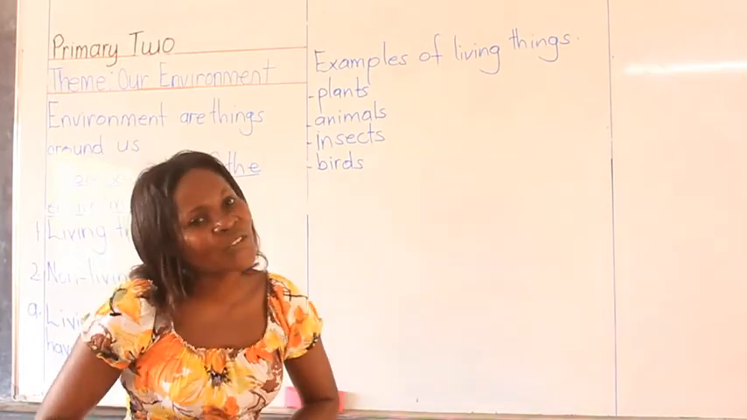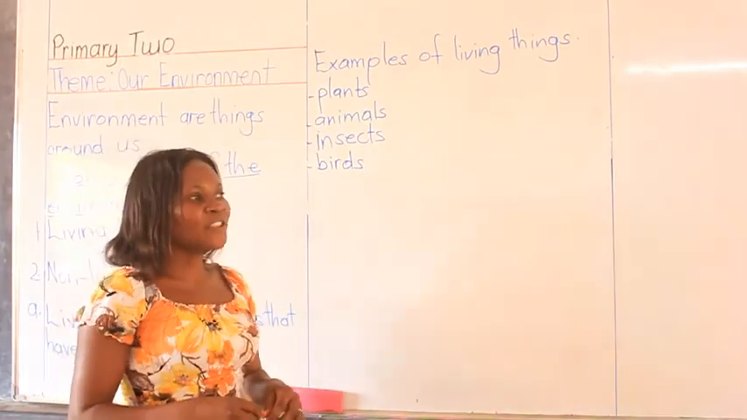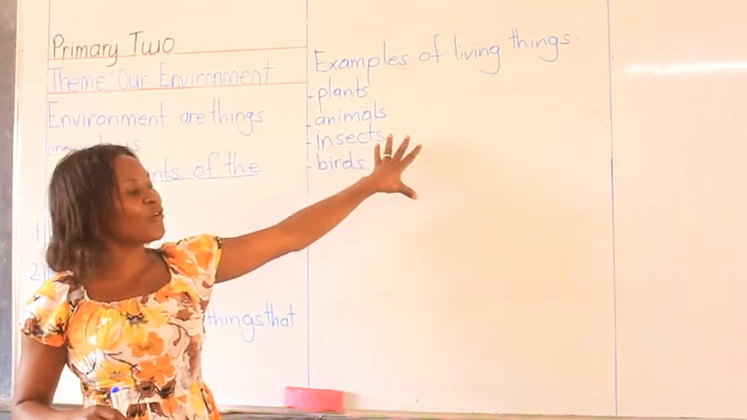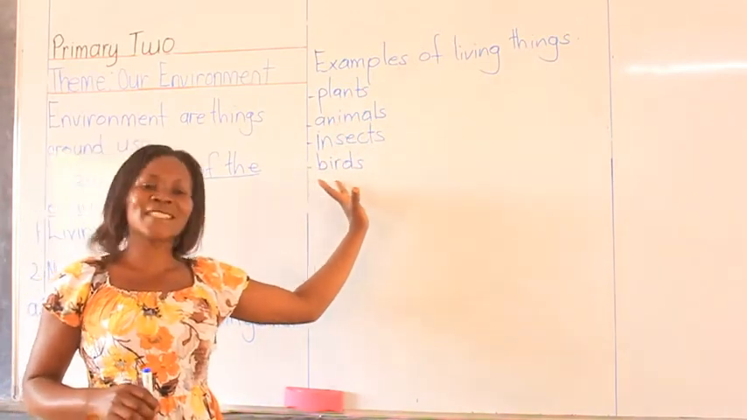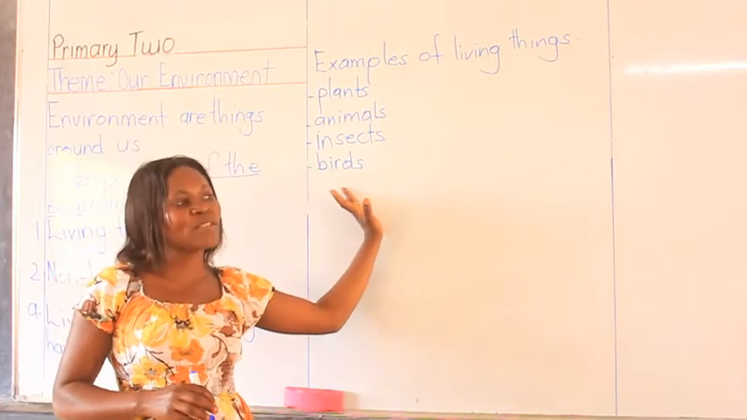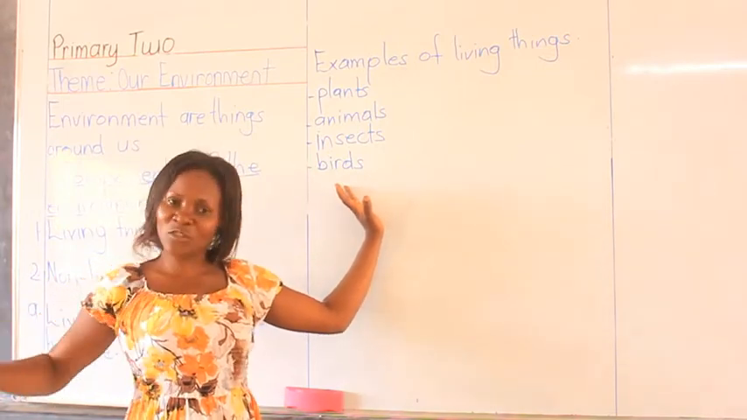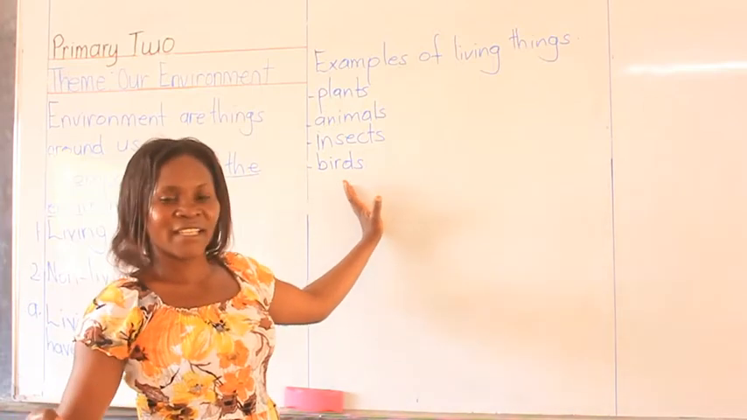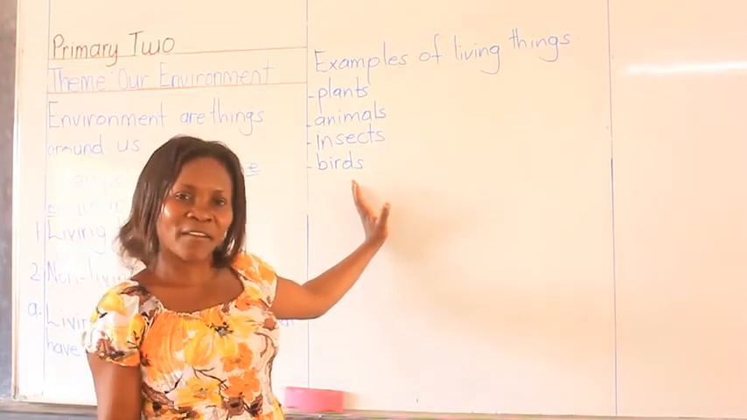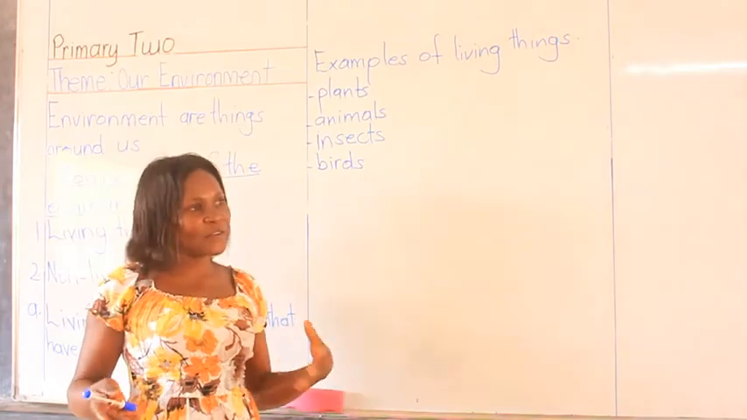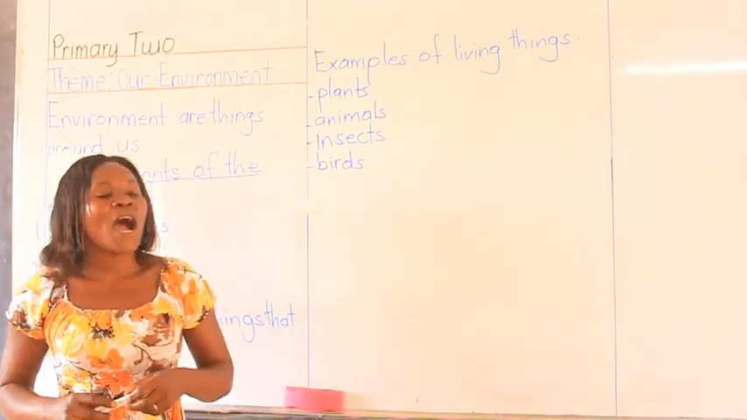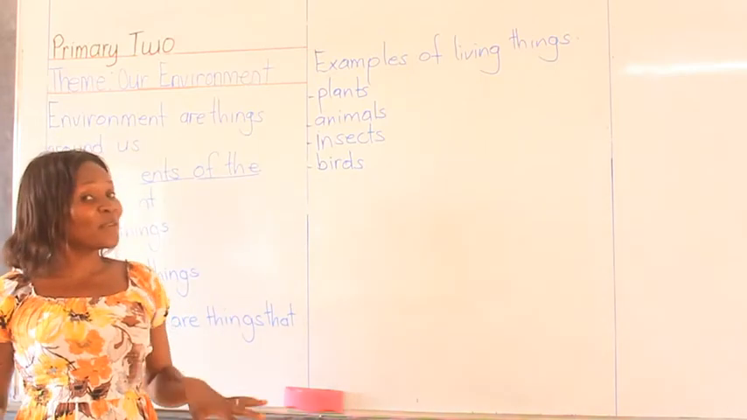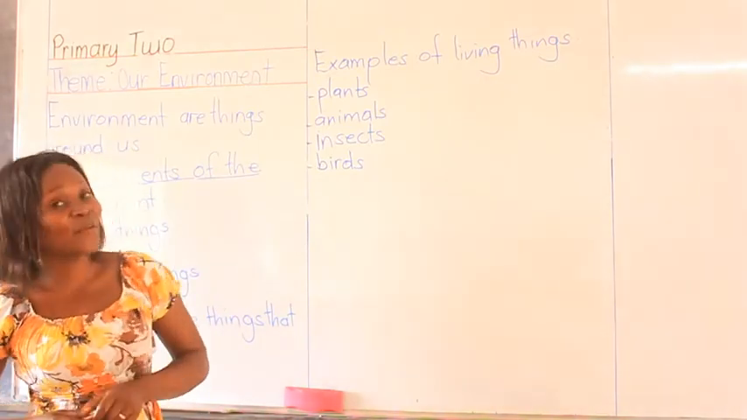Now let me ask you a question. At home, do you have any of these living things within your home? For example, do you have some birds? Do you keep some birds within your environment at home? For example, hens, turkey, doves. Do you have any? I don't know. Me, myself, I have a cock and a hen. I keep them. I stay with them in my environment and I love them.